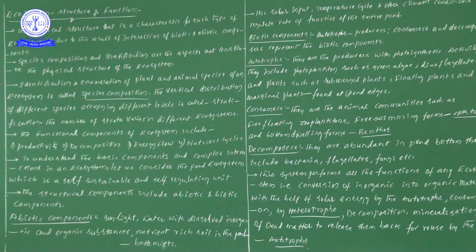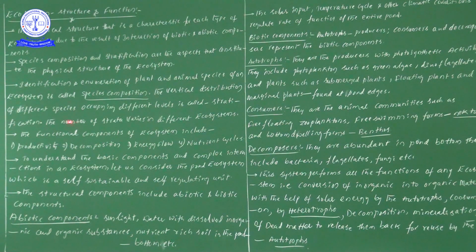In previous videos we have seen pyramids. Initially at the base, primary producers are there, next primary consumers, next secondary consumers, next tertiary consumers. Likewise, we have seen one vertical distribution. So the vertical distribution of different species occupying different levels is what we will call stratification. Stratification is nothing but the vertical distribution of different species occupying different levels.